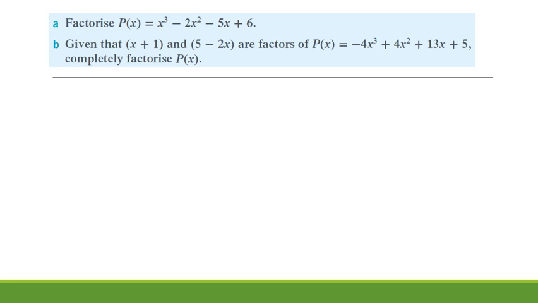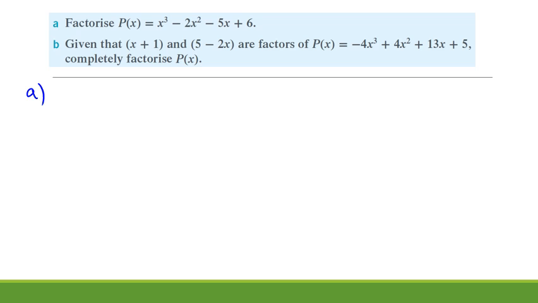Now, if you're told to factorize, there's two ways to factorize. The first way is to use long division, which I'll show you in the first part. The second way is to use something known as short division. I'll show you the differences on here.